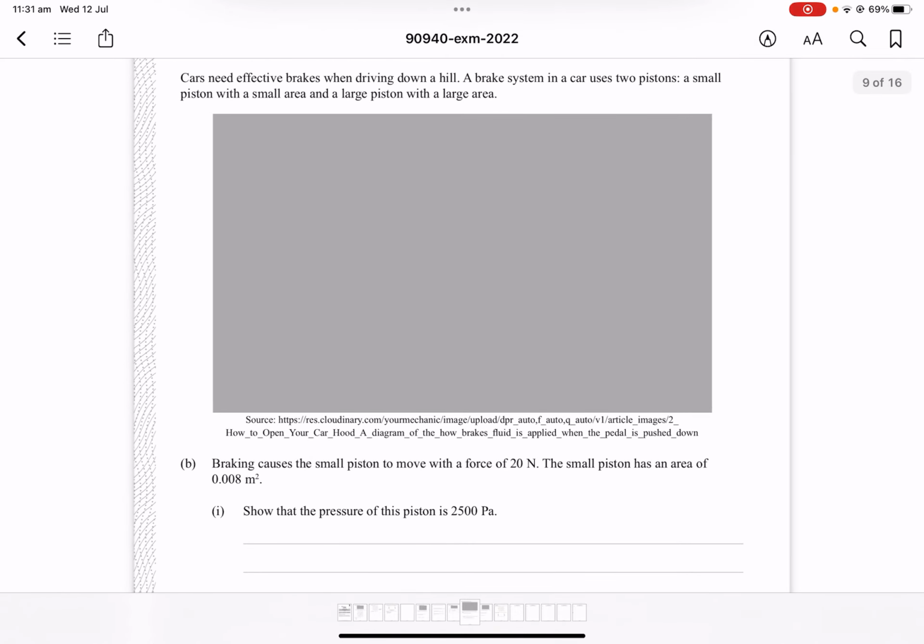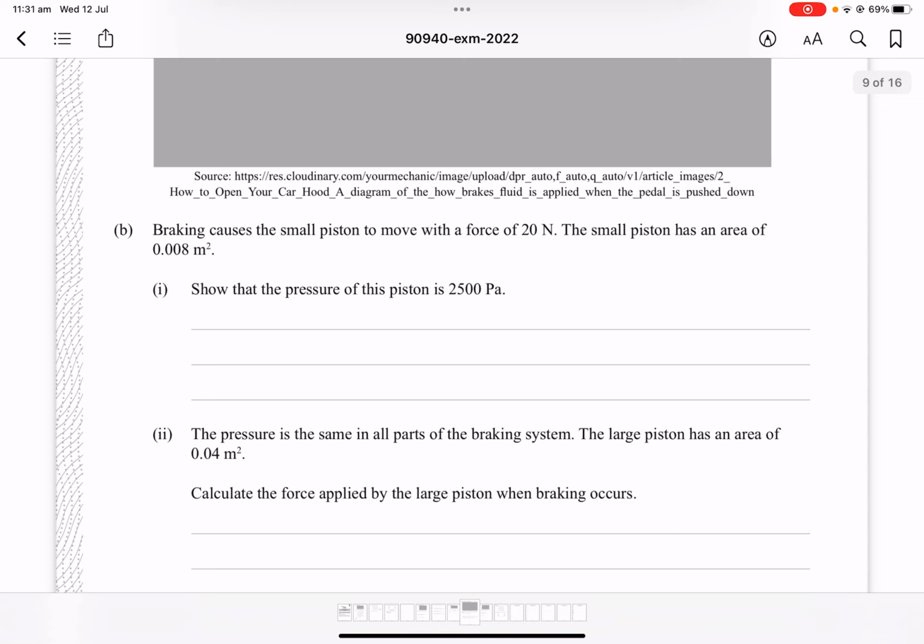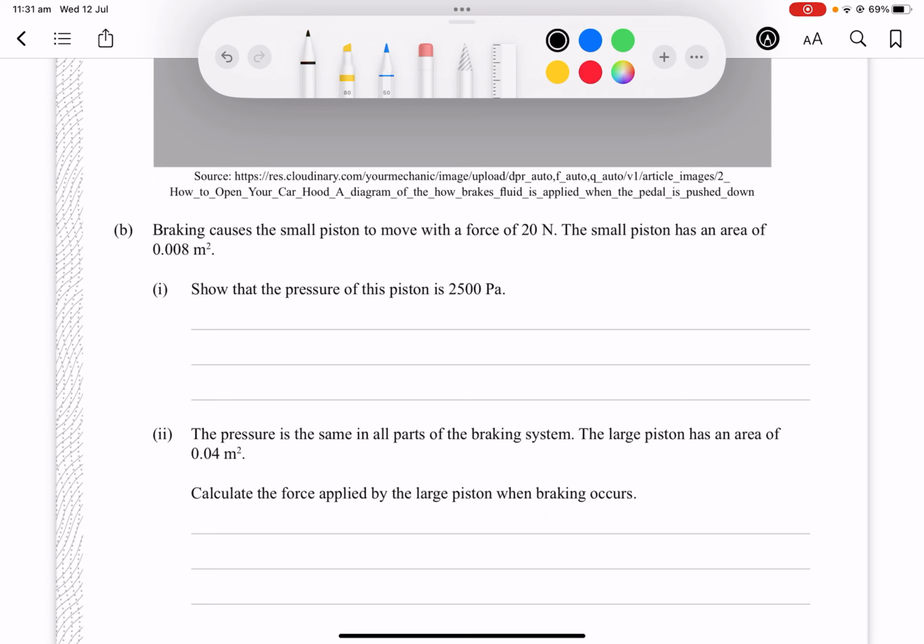Question B. Cars need effective brakes when driving down a hill. A brake system in a car uses 2 pistons, a small piston with a small area and a large piston with a large area. Braking causes the small piston to move with a force of 20 newtons. The piston has an area of 0.008 meters squared. Show that the pressure is 2,500 pascals. We know that the pressure is given by the force over the area. That's a force of 20 newtons divided by 0.008 meters squared, which gives us a value of 2,500 pascals.